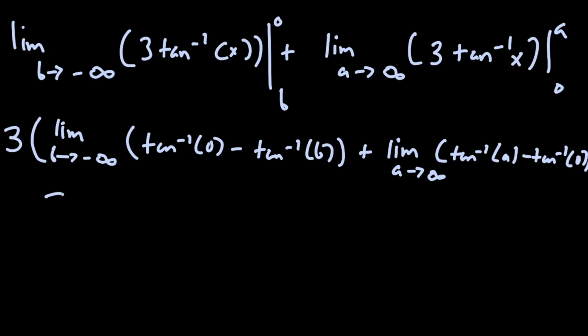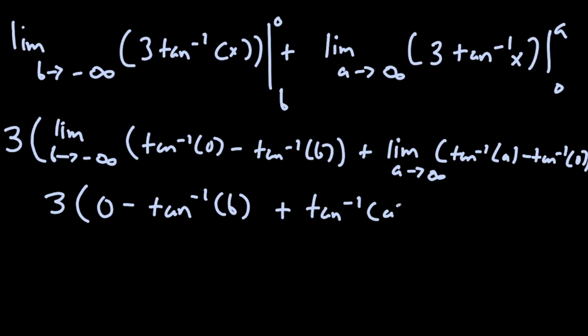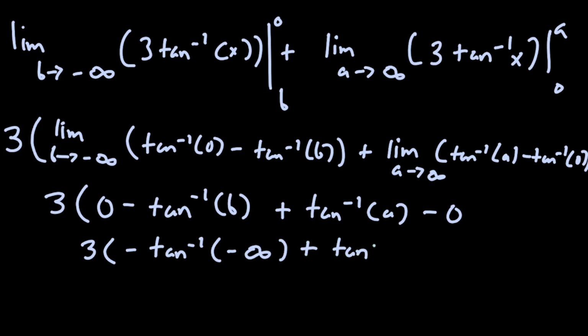I'm not going to rewrite the limit again because I'm a bit lazy. So we have 3 times 0 minus tan inverse of b plus tan inverse of a minus 0. So now we can rewrite this as negative tan inverse of negative infinity plus tan inverse of infinity.